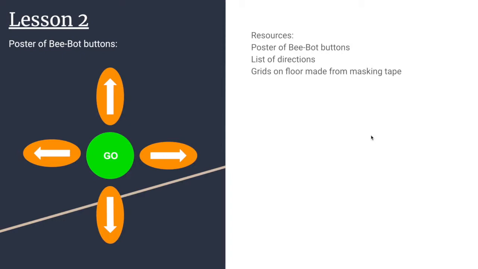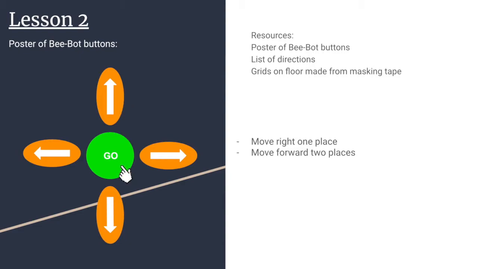Lesson 2 requires students to follow and give directions. In groups, students will take it in turns to direct their peers around the tape grid on the floor. This activity is accompanied by a poster of the BBot buttons. For example, Student 1 might ask Student 2 to move right 1 place and forward 2 places. Student 3 will then use the poster to accompany these directions as shown.